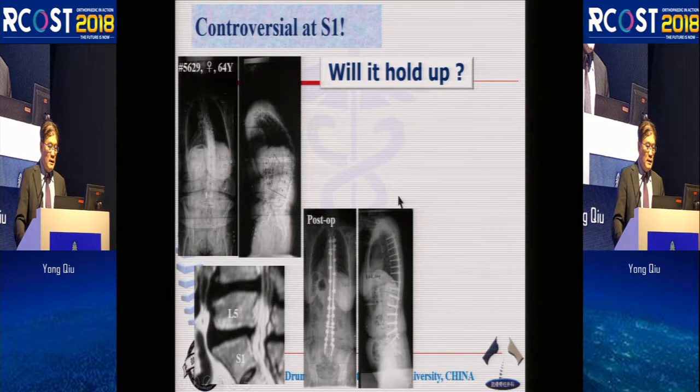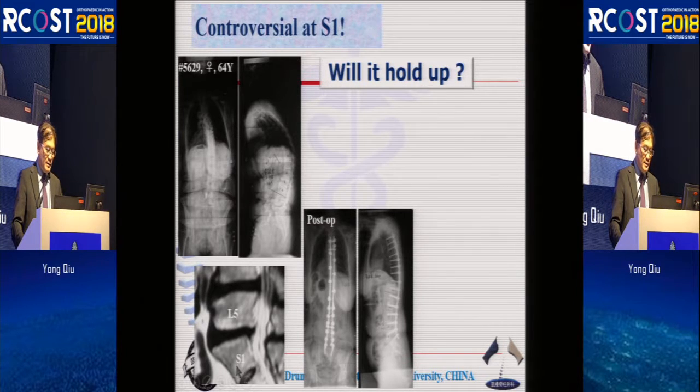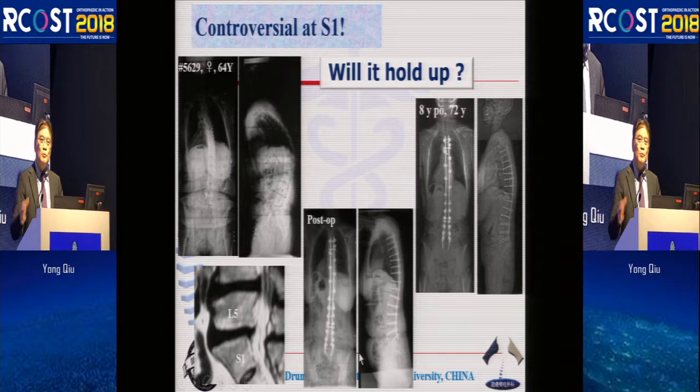But for this patient, degenerative scoliosis with severe L5-S1 disc degeneration, we did an L1 PSO. We did long instrumentation from T3 to L5 to S1. So the question is, will it hold up? With 8 years of follow-up, to my surprise, it holds. Now the patient is 72 years old.